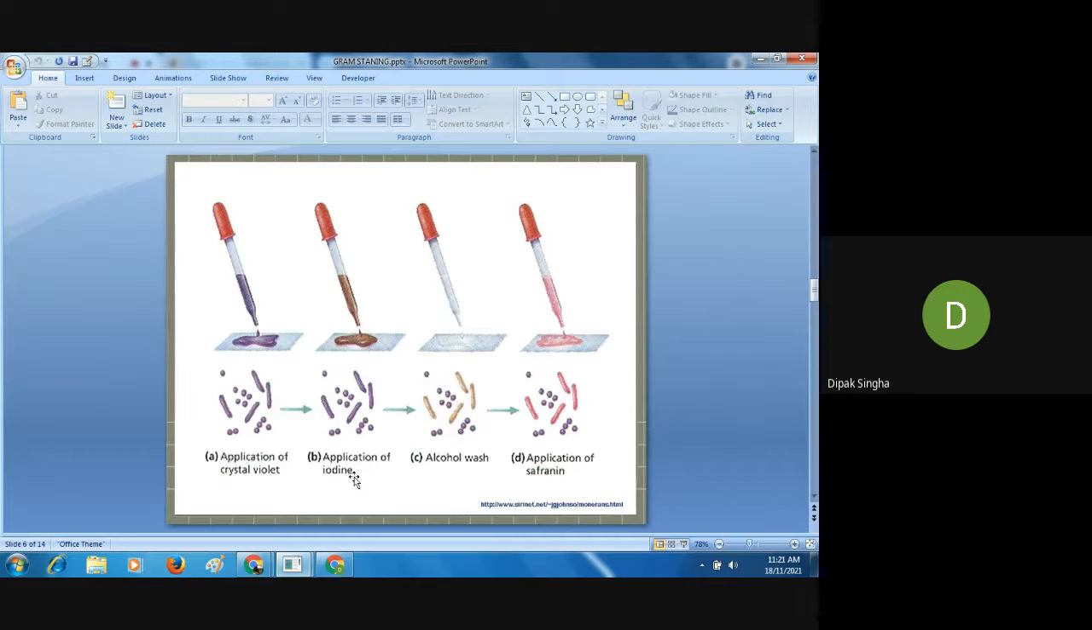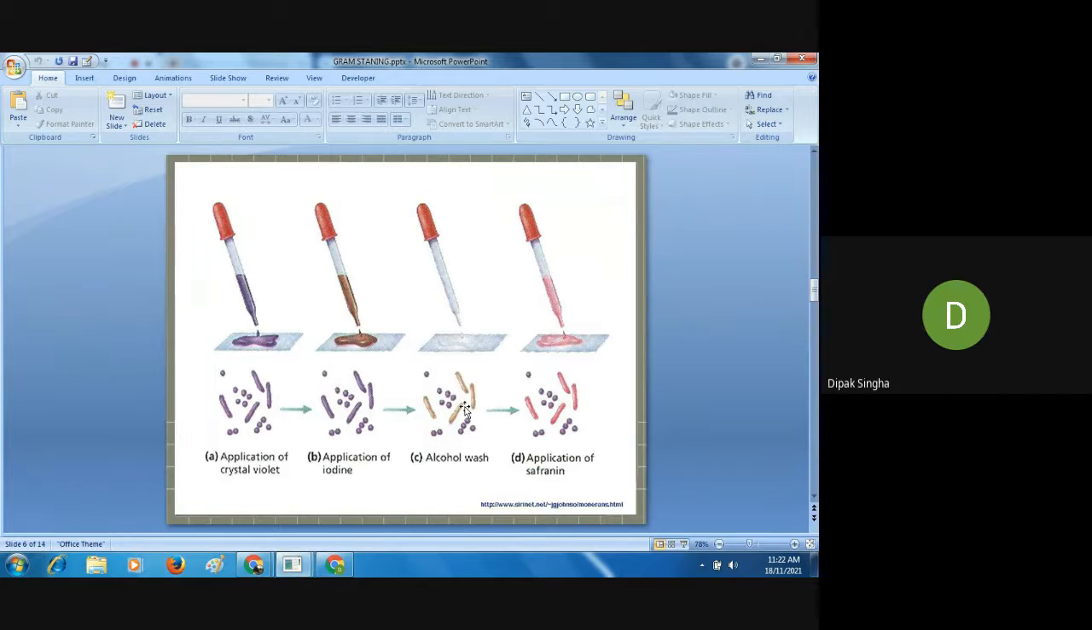So after the application of iodine solution, you can use alcohol, because some remain violet and some are discolored. These are different: rod shaped and spherical bacteria are both violet, but when you use alcohol, the rod shaped bacteria are discolored. Why? Because their outer covering is lipid, and lipid is soluble in alcohol, so they are decolorized, meaning the purple color will be removed. Clear?